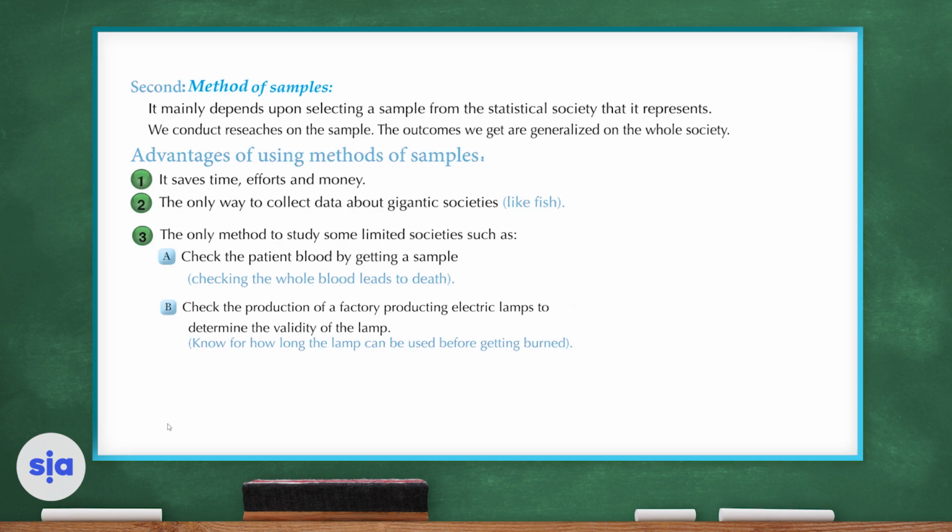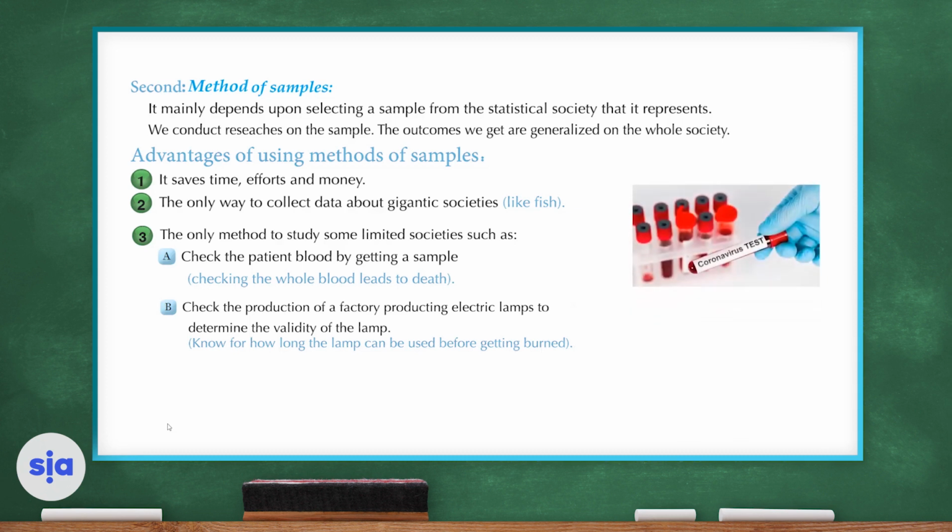The third advantage, the only method to study some limited societies, such as check the patient's blood by getting a sample, because if we check the whole blood, it will lead to death. And also, check the production of a factory producing electric lamps to determine the validity of the lamp, which means to know for how long the lamp can be used before getting burned.